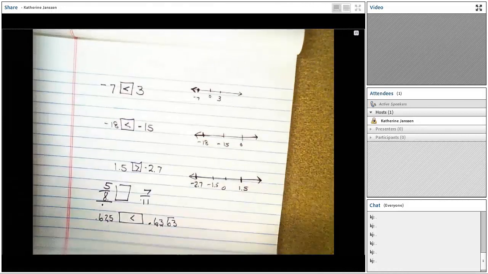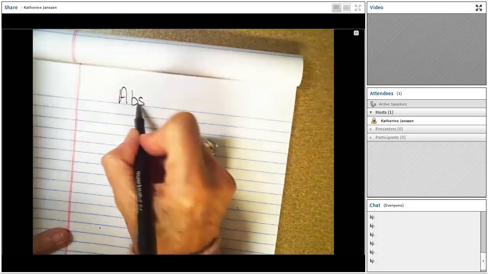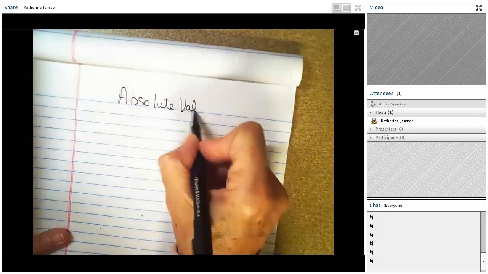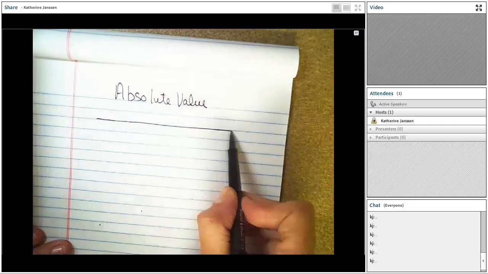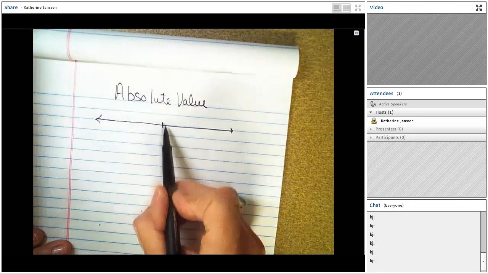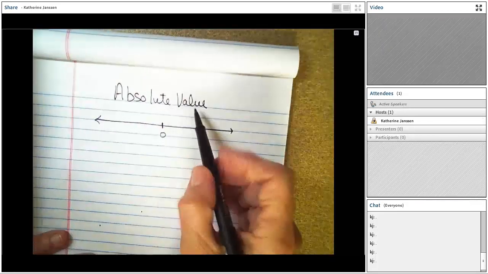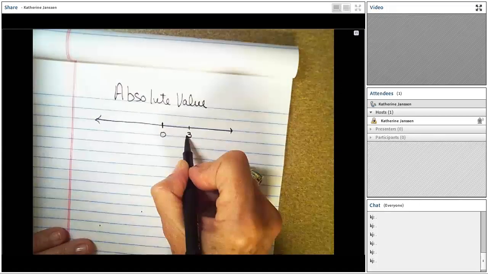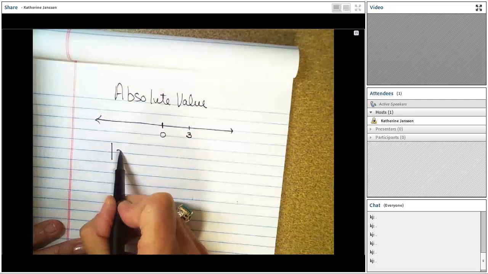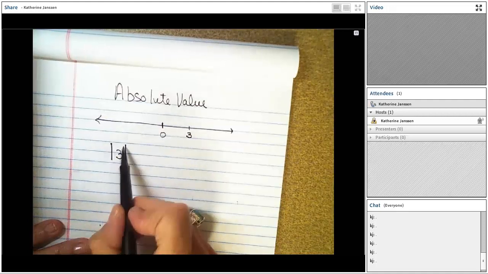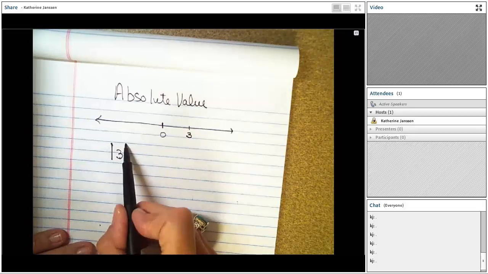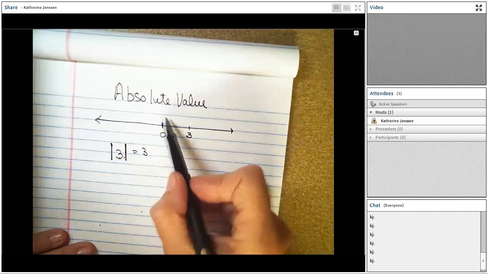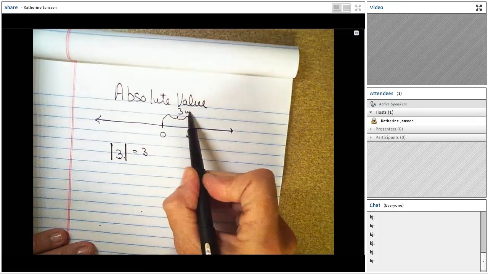Continuing with working with our real numbers, we want to introduce absolute value. We want to know the absolute value of 3. We use the absolute value bars. They're just vertical bars around your expression. The absolute value of 3 is absolutely, positively 3. It's 3 units from 0.